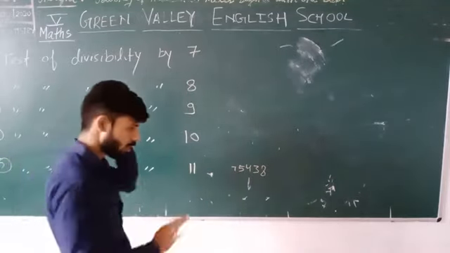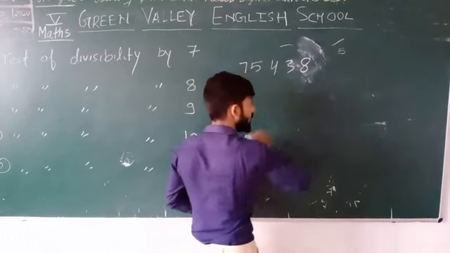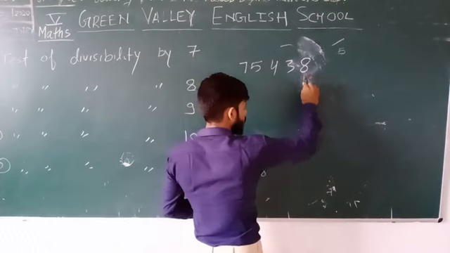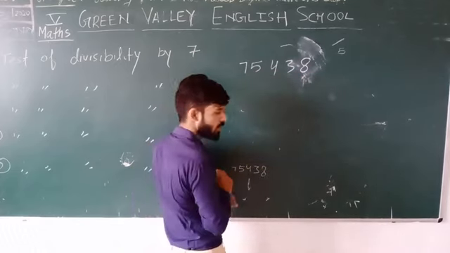775,438. Okay. So, देखो, how many digits are there? 1, 2, 3, 4, 5. ठीक है? So, 5 digits are there. ठीक है? And these places are known as 1s, 10s, 100s, 1000s and 10,000s. ठीक है?